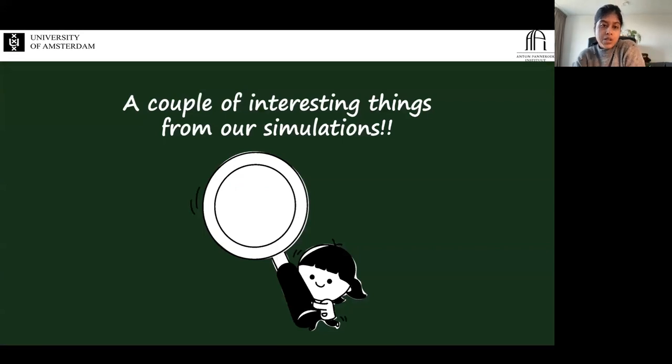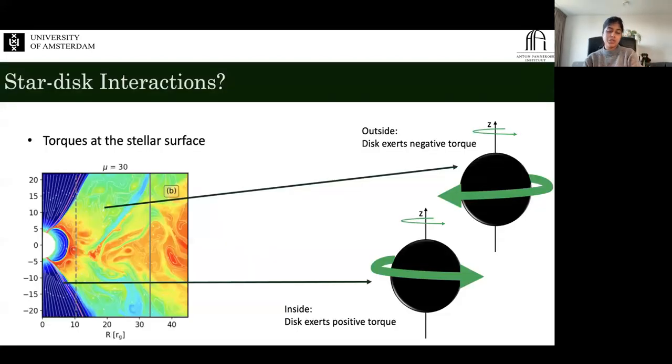So apart from the hotspots that we were interested in, there were a couple of other interesting things that came out of the simulations. We wanted to look into the star-disk interactions. Before I go into how the torques behave in the system, we need to know a couple of names. First is the magnetospheric radius, which is the inner disk radius, decided by the equilibrium point between the magnetic pressure of the star and the ram pressure of the disk.